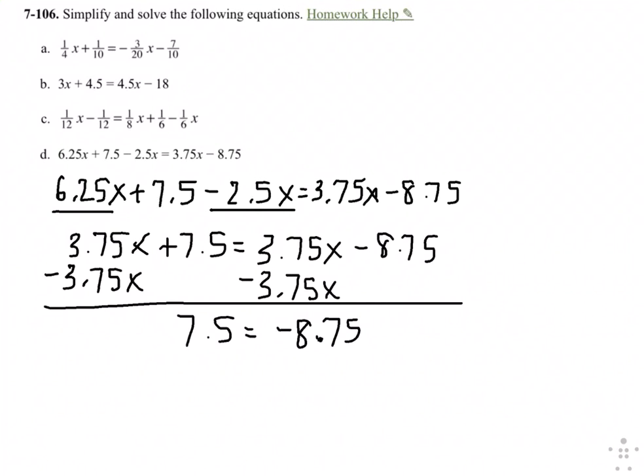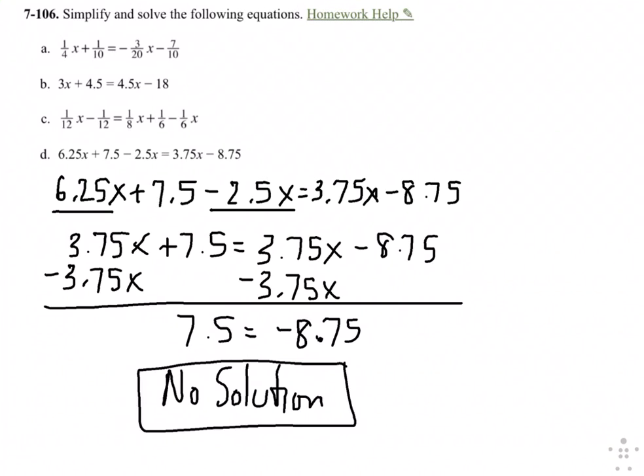Now you have to ask yourself, when would 7.5 equal negative 8 3/4? And the answer to that is never. It's never going to equal that. So this equation has no solution. There's no value that you can put in for x that's going to make both sides equal.